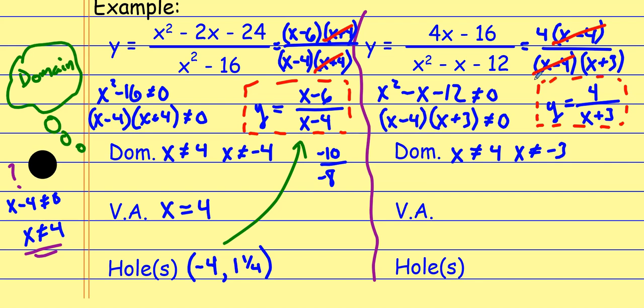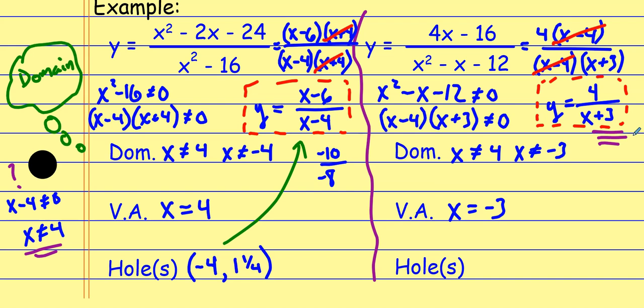You would only give me the restriction of x can't equal negative 3, right? And so the x can't equal negative 3 is still a restriction after I simplified, so it's a non-removable restriction. That's the vertical asymptote, okay? It's the restriction that's still here. It's still a restriction after I simplify. It's a vertical asymptote.